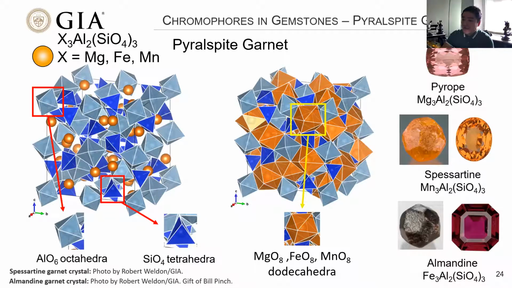When the X-site is occupied by iron dominantly, it is called almandine. Pure almandine's color can be dark red or orange red. The color is caused by a combination of iron 2+ and iron 2+, iron 3+ intervalence charge transfer.